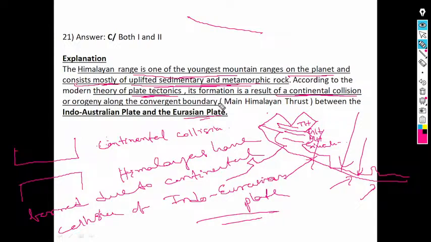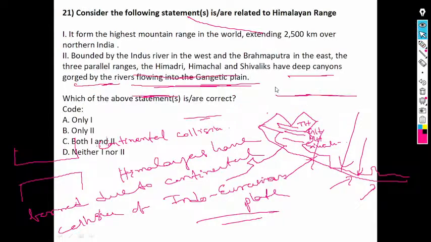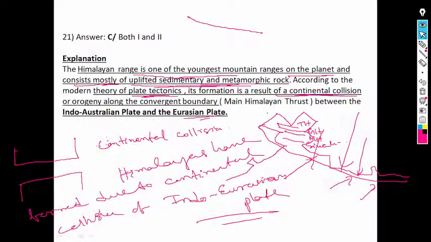Next, in the slide, Himadri, Himachal, Siwaliks. The Great Himalayas are called Himadri, the Middle Himalayas are called Himachal, and the Siwaliks are called the Lower Himalayas also. Okay.